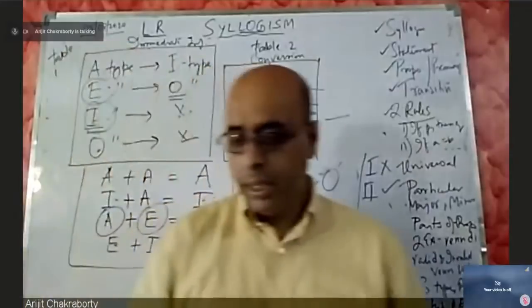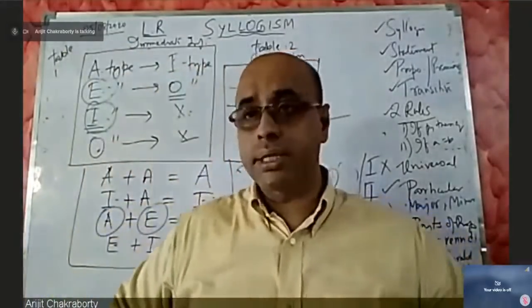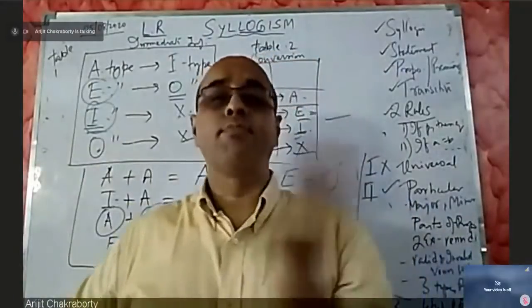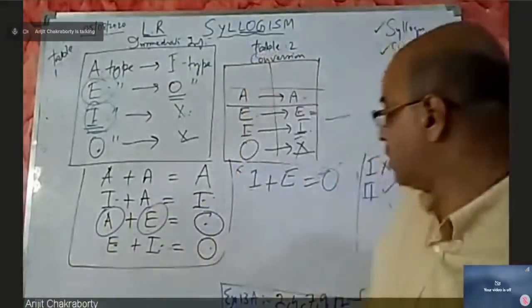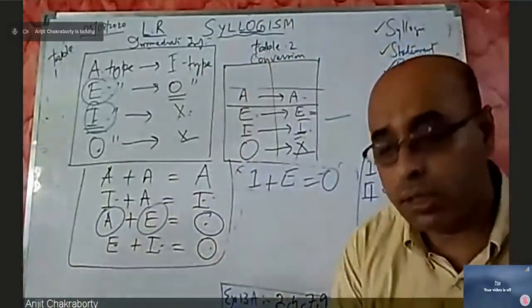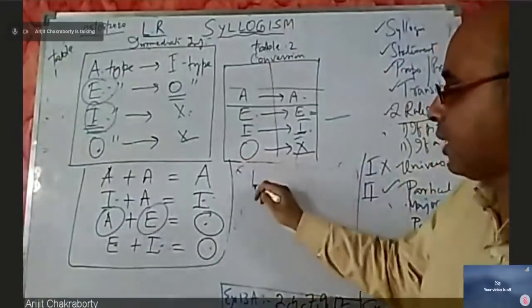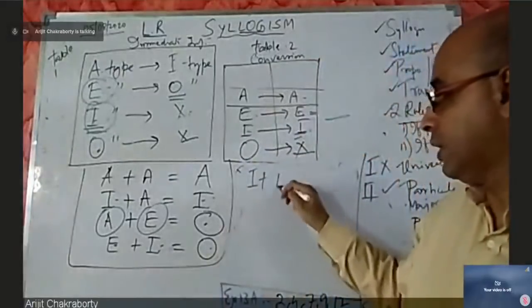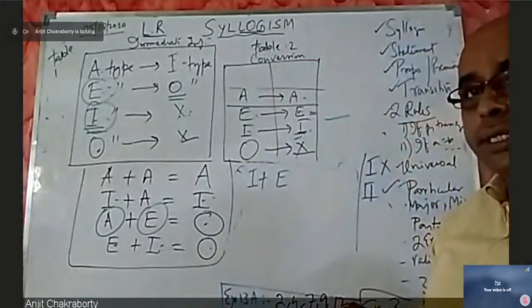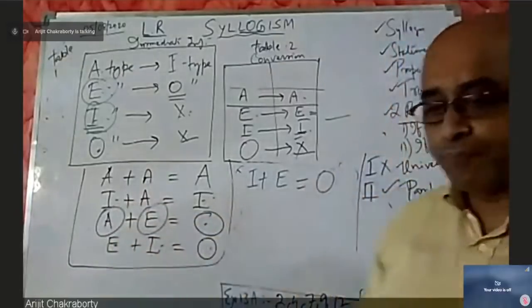Number 15. Some dogs are monkeys. No monkey is black. Some dogs are monkeys. This is of the form I type. No monkey is black is E type. If you combine, it can become I plus E, which is O.